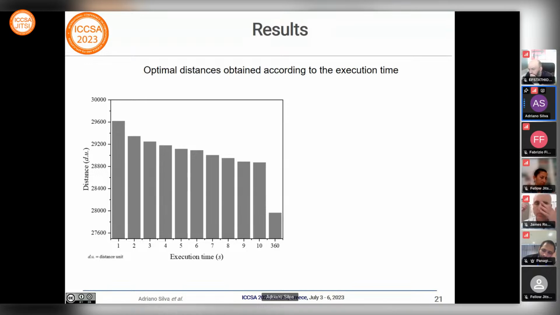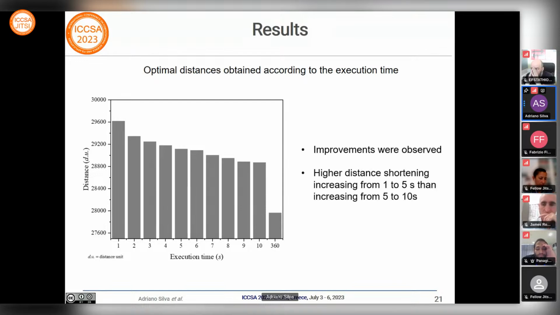But here I wanted to evaluate lower execution times to understand if this algorithm can be used for dynamic vehicle routing problems in the future. So here we have the results obtained for the sum of all distances considering the execution times from 1 to 10 seconds. As you can see, there was a clear improvement observed, increasing the execution time from 1 to 10 seconds. Here I would like to highlight that it's possible to observe a higher improvement in the first 5 seconds of increase, from 1 to 5 seconds, compared to 5 to 10 seconds.